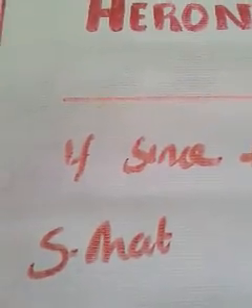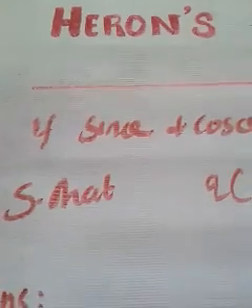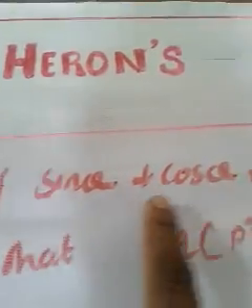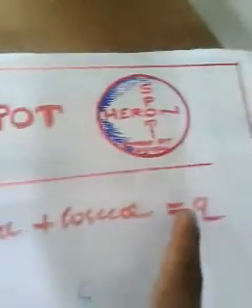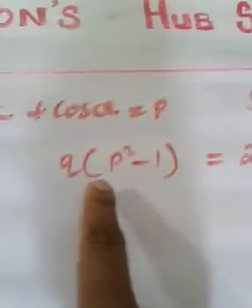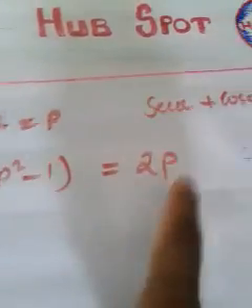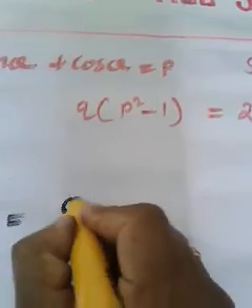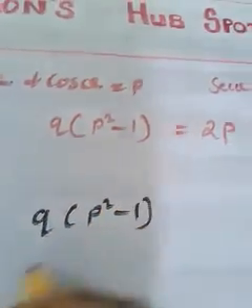This question comes under section C, so we have to spend an amount of energy on this problem. If sin theta plus cos theta is equal to P, and Q is given as sec theta plus cosec theta, what we have to show? We have to show that Q into (P square minus 1) is equal to 2P. Okay, so let me start from the LHS. LHS is Q into (P square minus 1), which we have to prove as 2P.